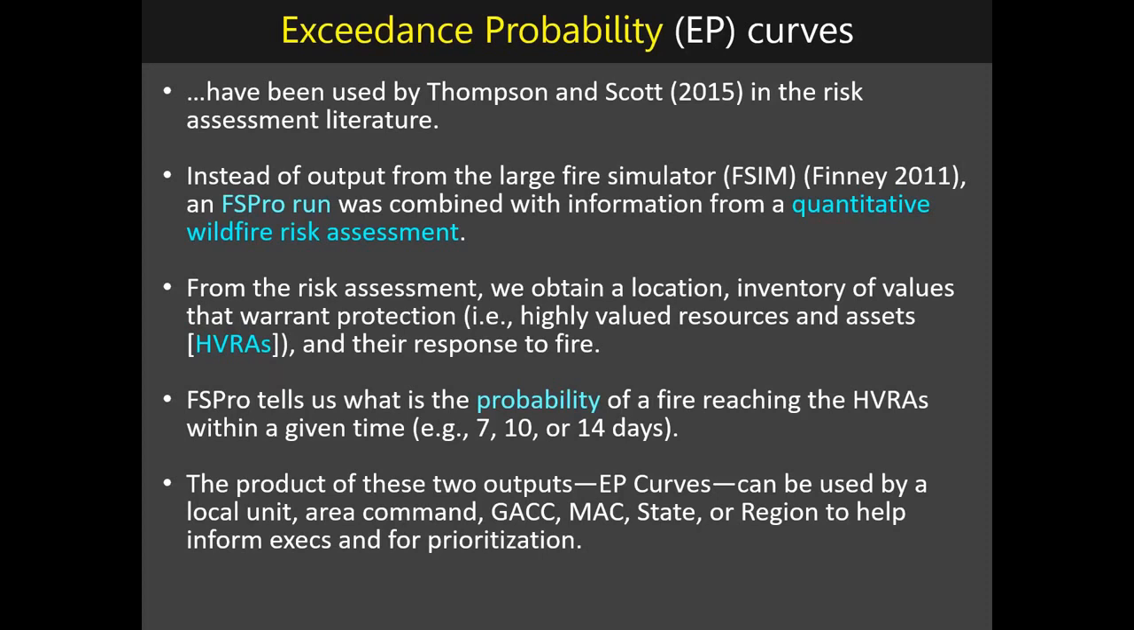From the risk assessment, we obtain location, inventory of values that warrant protection. We call those highly valued resources and assets, HVRAs, and their response to fire. FS Pro tells us what is the probability of the fire reaching the HVRAs given that specific time, in this case 7, 10, or 14 days. The product of these two outputs, the EP curves, can be used by local unit, area commands, GACs, MACs, state, or regional to help inform execs and for prioritization.